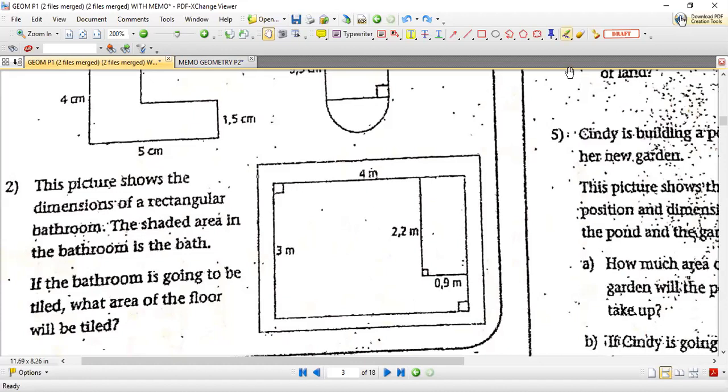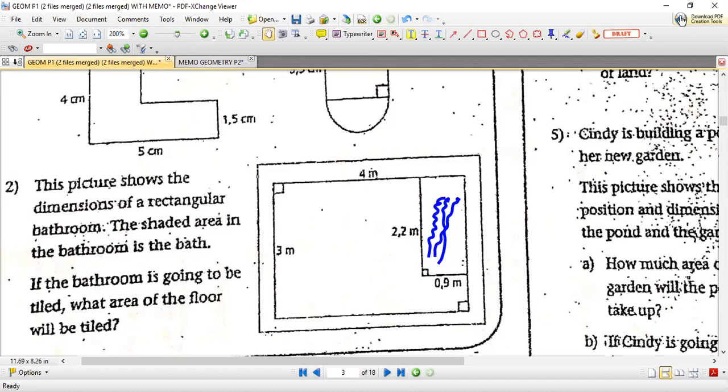Now, it makes sense to think that this is the bath and this would not be tiled. So we have to exclude that area from the tiling. So that poses the question now, how do we calculate the area of the remaining surface, which is again an L-shaped figure? If we look at it, we have got a 2,2 meters, a 0,9 meter dimension there. We have a 3 meter and a 4 meter dimension.